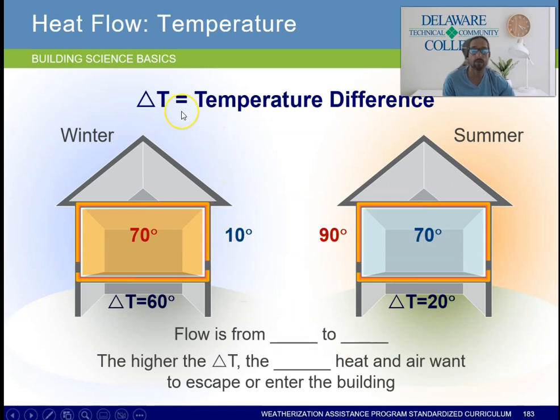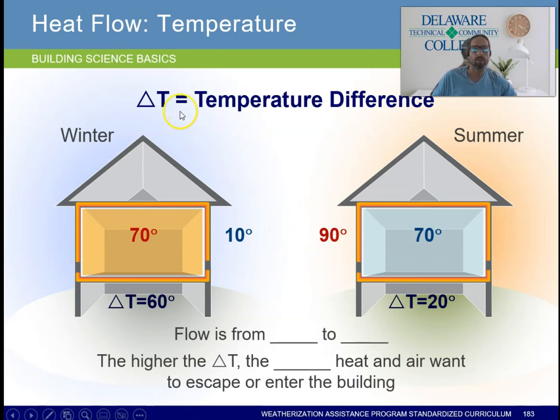So in this quick example here, we have an example of a home in a winter and the summer, right? You can see it's 70 degrees inside for both. In the winter, 10 degrees outside, and it's 90 degrees outside in the summer. Not super unusual.